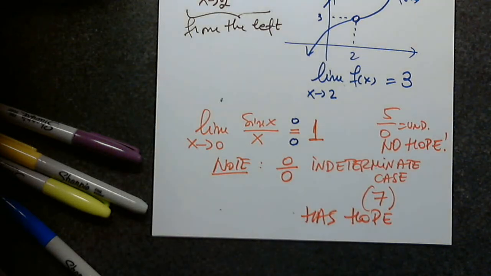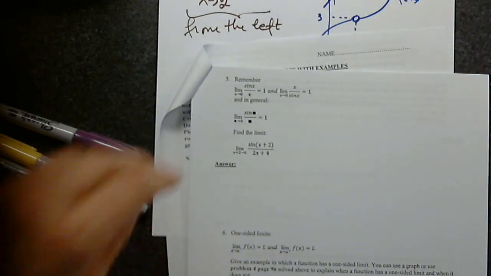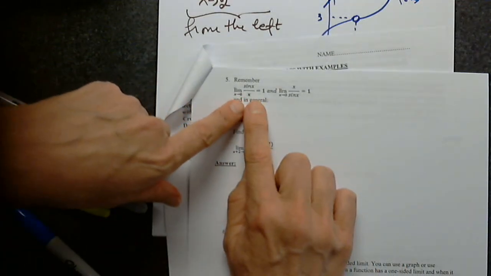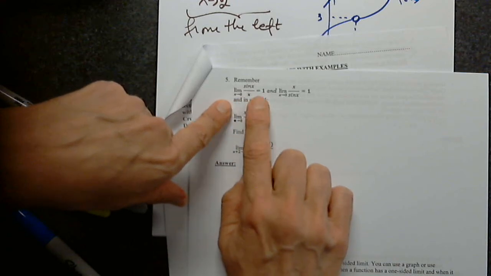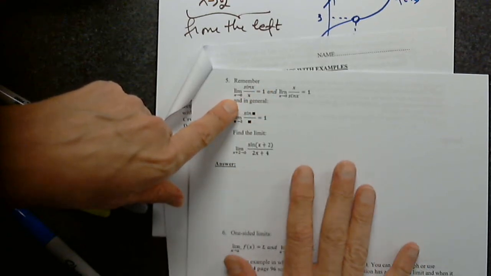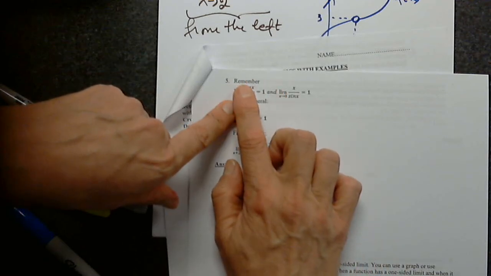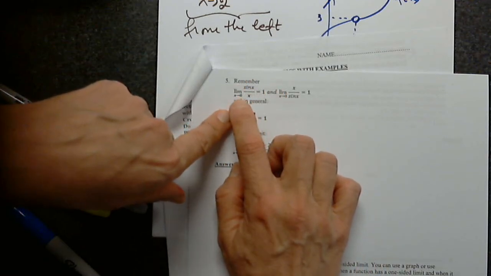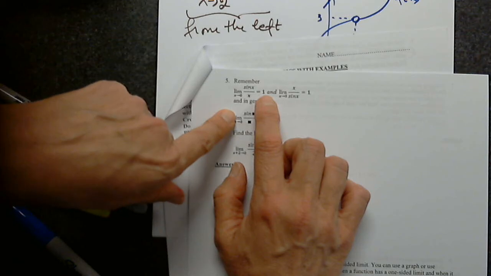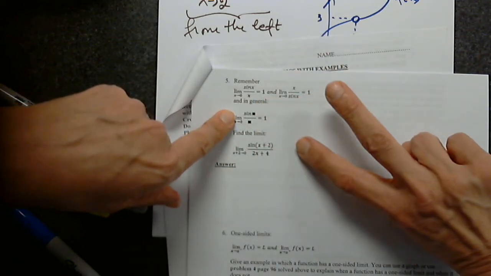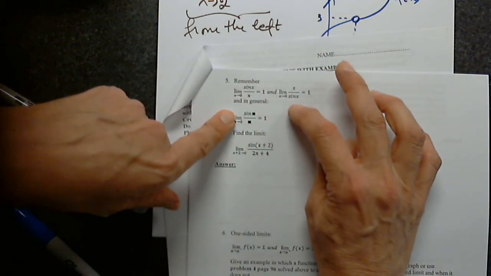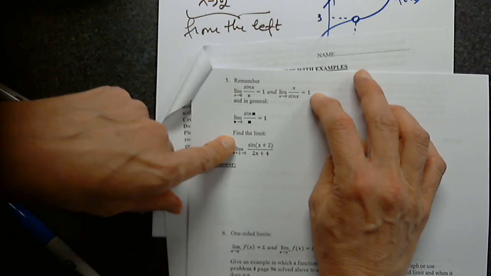And this is one of the very important limits. And it's right here at the top. The limit of sine x over x is on your checklist. So this is number 5. Sine x over x, when x approaches 0 from either side, is 1. Also, the multiplicative inverse of that, x divided by sine x, is still 1.